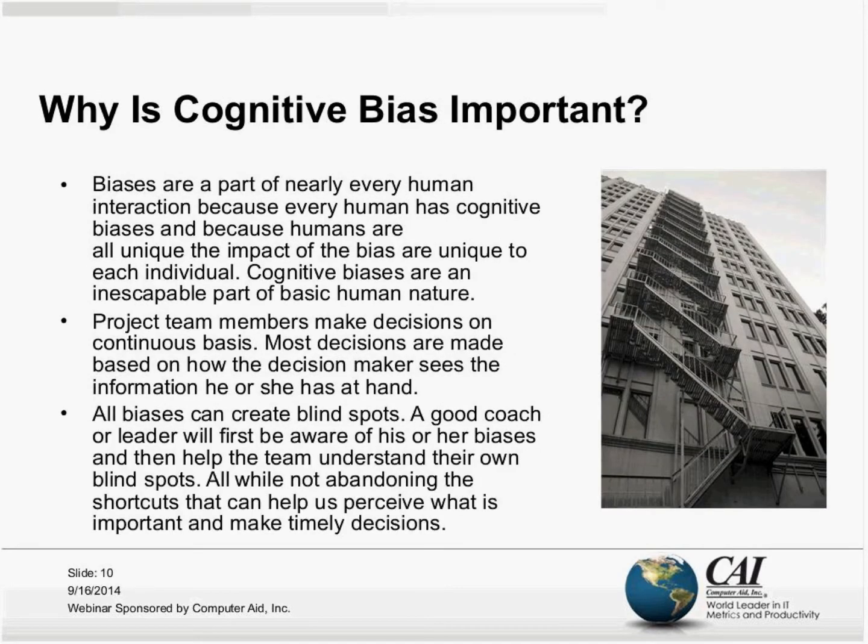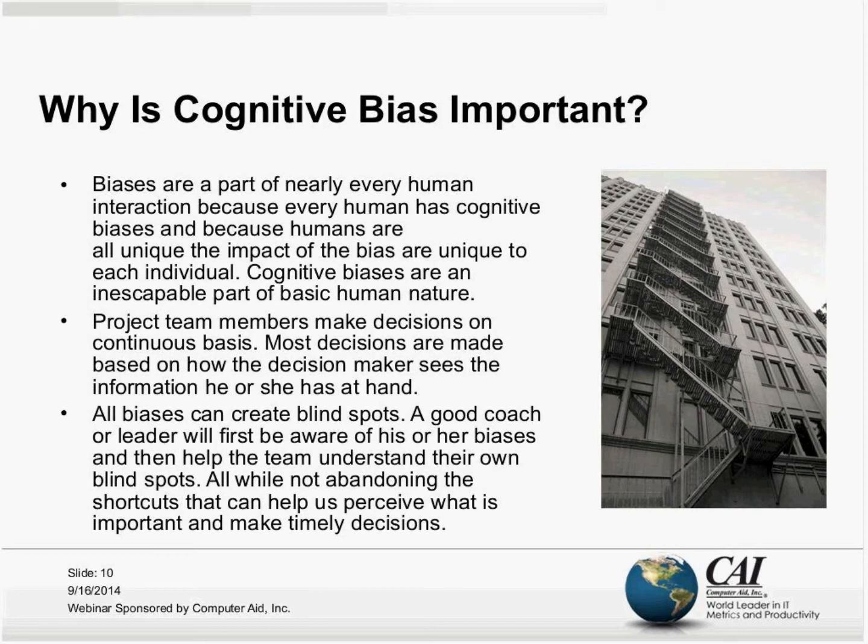Is this stuff important? I would like to suggest that cognitive biases are important because they affect how we behave, how we interpret how other people behave, but basically because they're inescapable. They are a part of basic human nature. They're programmed into our DNA in some cases, because we make decisions about projects and work on a continuous basis.